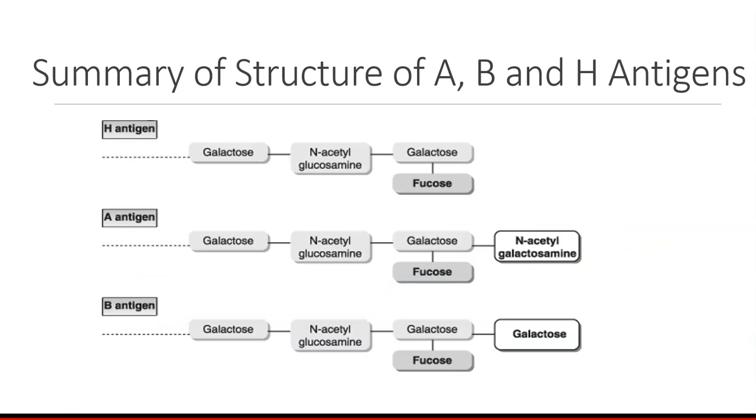So here's a summary of the structures of the A, B, and H antigens. Again, I'm a visual person like we all are, and this to me pulls it all together. So we have the precursor substance, L-fucose is added, that's H. Then we have that basic structure with H, to which we can then have the A terminal sugar or the B terminal sugar added.